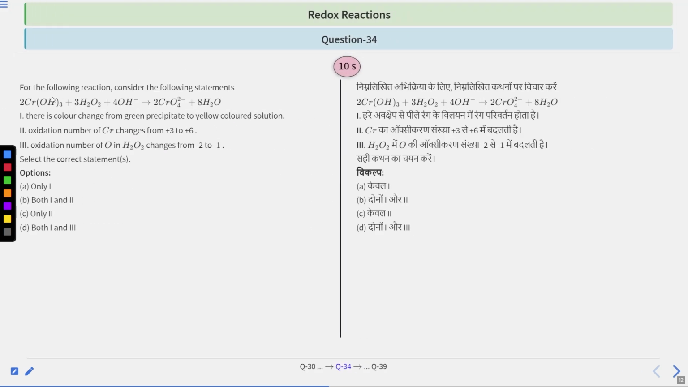Question number 34. For the following reaction, consider the following statements. We have this reaction here: twice of Cr(OH)3 plus thrice of H2O2 plus 4OH minus, giving us twice of CrO4 2 negative plus 8H2O. First statement, there is color change from green precipitate to yellow colored solution. Second statement, oxidation number of chromium changes from +3 to +6. Third statement, oxidation number of oxygen in H2O2 changes from -2 to -1. We have to select the correct statement among these three statements. Options are: only first, both first and second, only second, both first and third. So you have 10 seconds to solve this question. After that, we will see the answer.